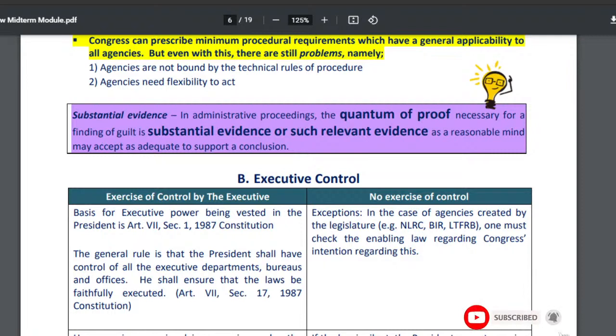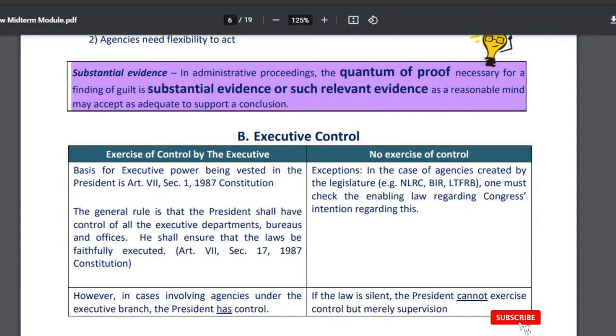When it comes to a finding of guilt in administrative proceedings, the quantum of proof that you require is substantial evidence. Substantial evidence is the relevant evidence that a reasonable mind may accept as adequate to support a conclusion. For example, if you file a complaint and you didn't attach any evidence, what is the evidence that would support your claim? So there is a need to attach substantial evidence, that evidence that a reasonable mind may accept as adequate to support a conclusion.